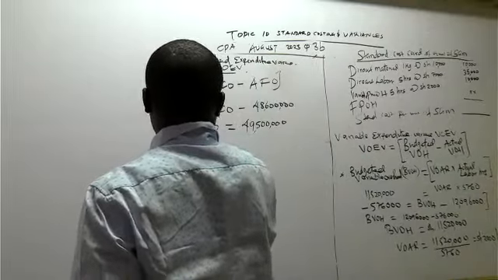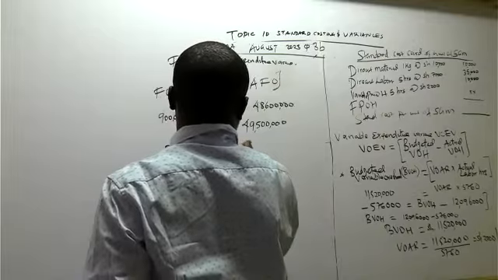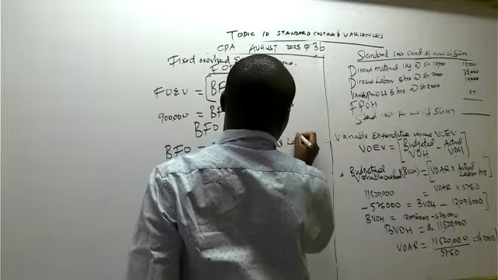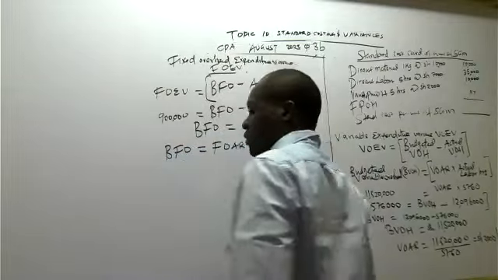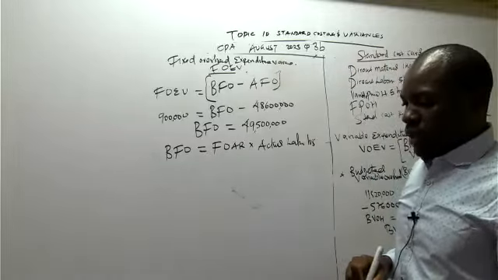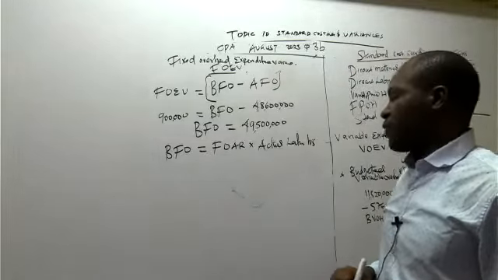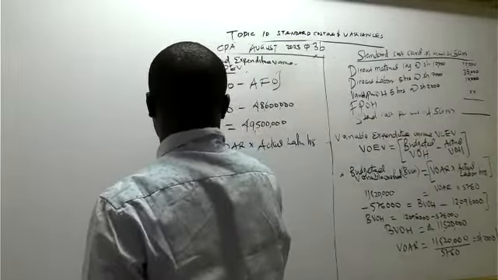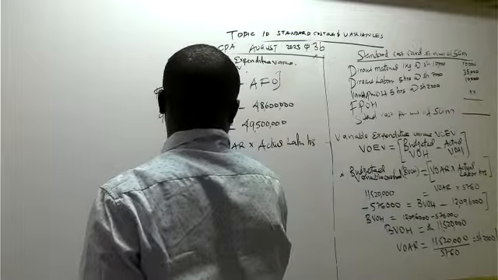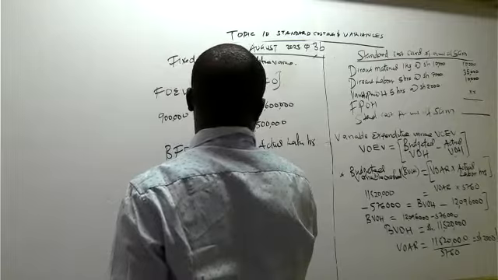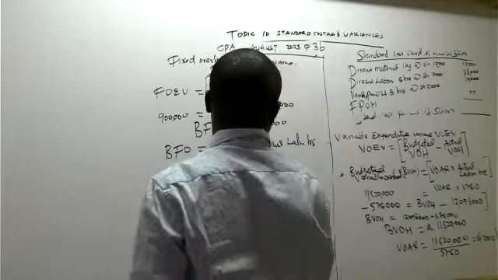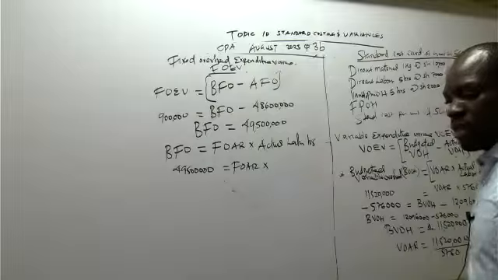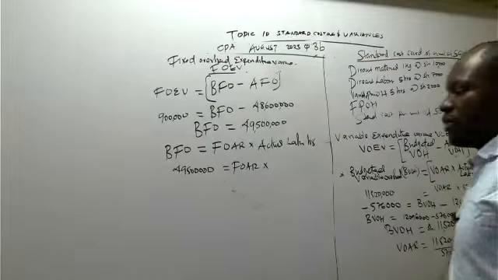Budgeted fixed overhead is equal to fixed overhead absorption rate times actual labor hours. That is what we have. So do we have any of these three? Yes, the budgeted fixed overhead at 49,500,000 is equal to fixed overhead absorption rate, which we are not having, multiplied by actual labor hours. What were the actual labor hours?